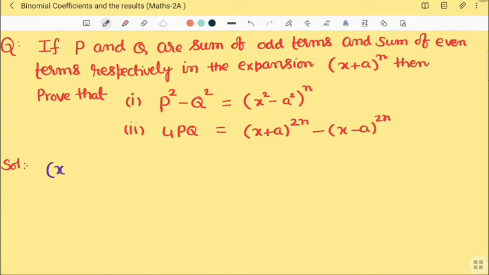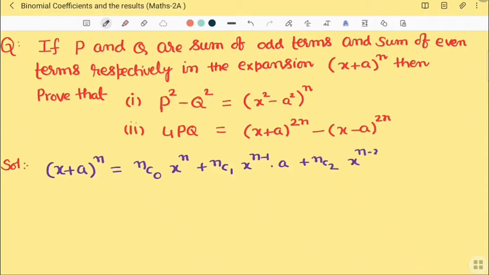So (x + a) whole power n, expansion I am writing here. nC0 x power n, plus nC1 x power n − 1 a power 1, plus nC2 x power n − 2 a power 2, plus and so on, plus nCr x power n − r a power r, plus and so on, plus nCn a power n. This is equation number 1.